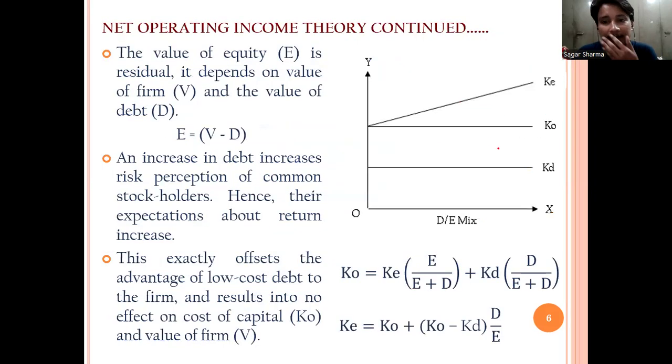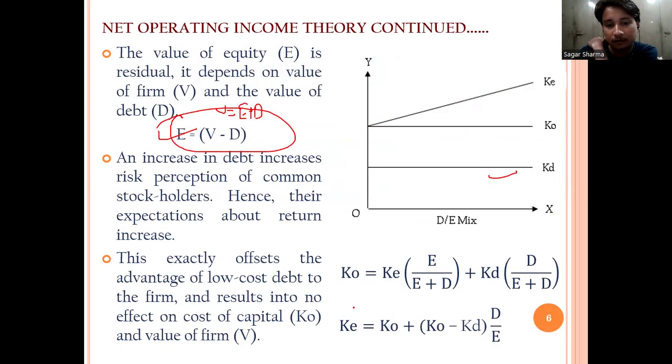Okay, so you can see the diagram here. If you want to take the advantage of low cost debt, your overall cost of capital will be constant, because it exactly offsets the advantage of low cost debt with the increasing cost of equity. So here is the same formula. Value of firm is equal to E plus D. So E you can calculate by V minus D.